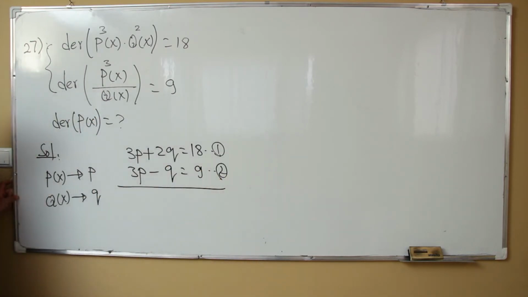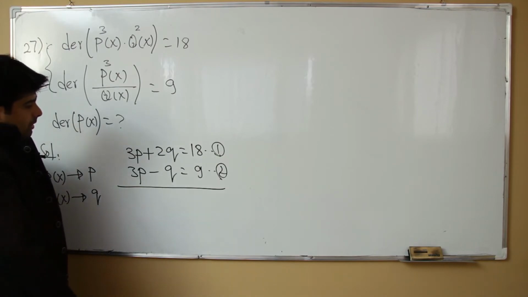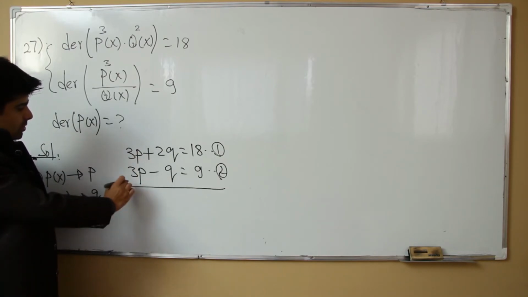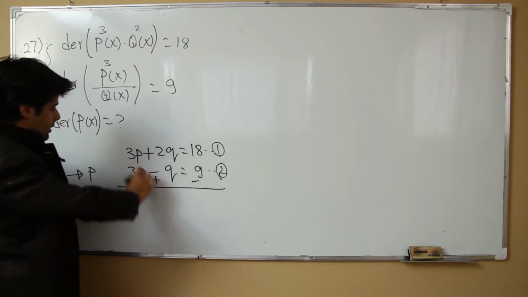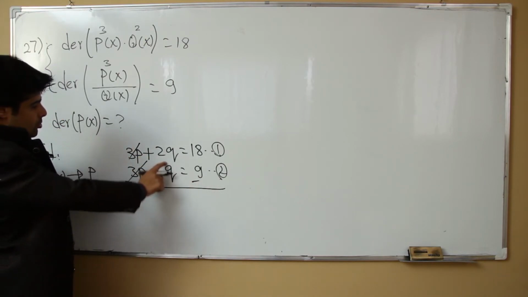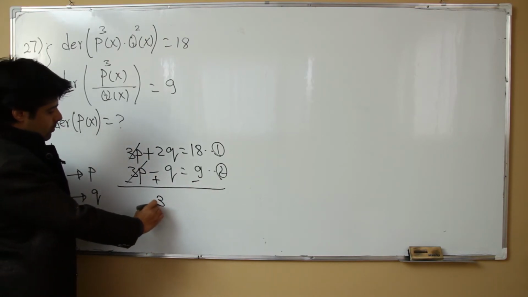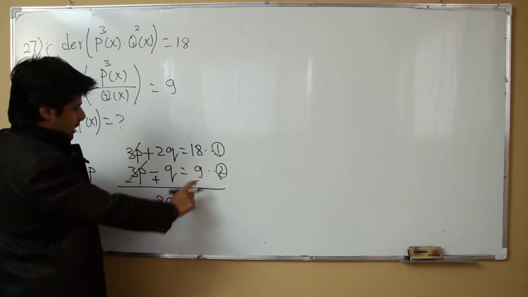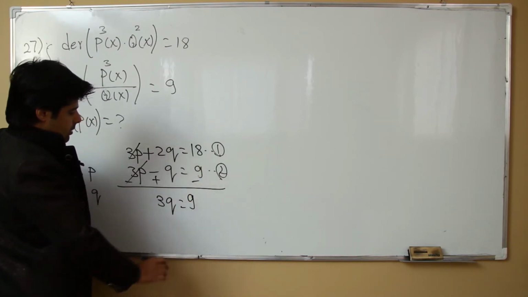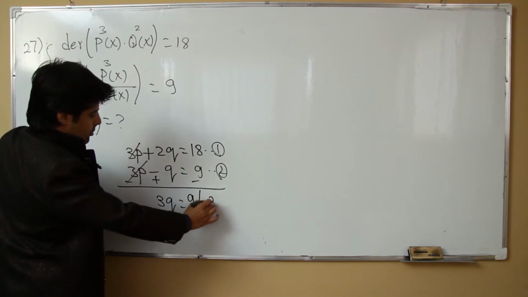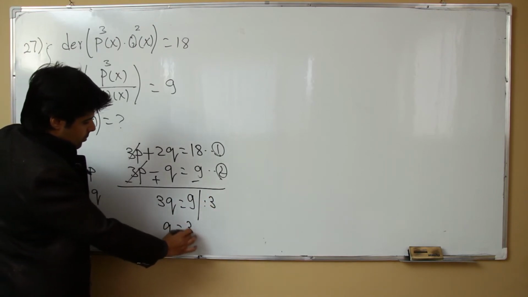Now, you can simplify this one. How can you simplify? If we subtract both equations, this is minus, plus, minus. 3p with 3p, it's cancelled. 2q with 1q, it's 3q. And 18 minus 9, it is 9. Divide both sides by 3. So you will find q is 3.